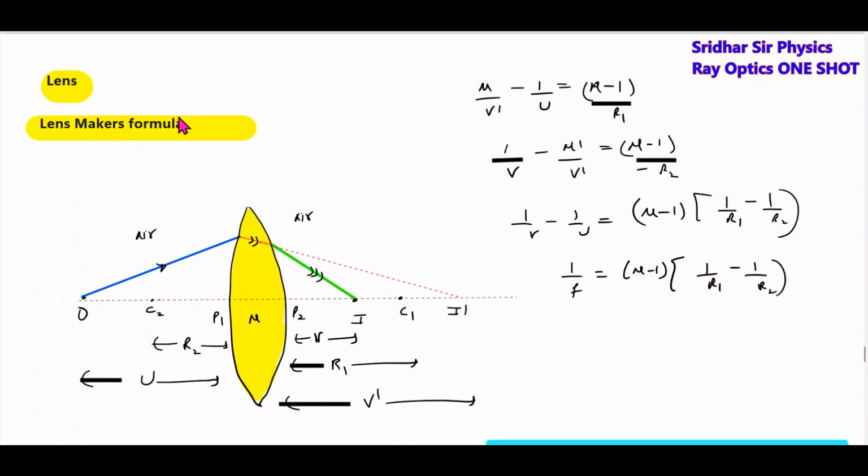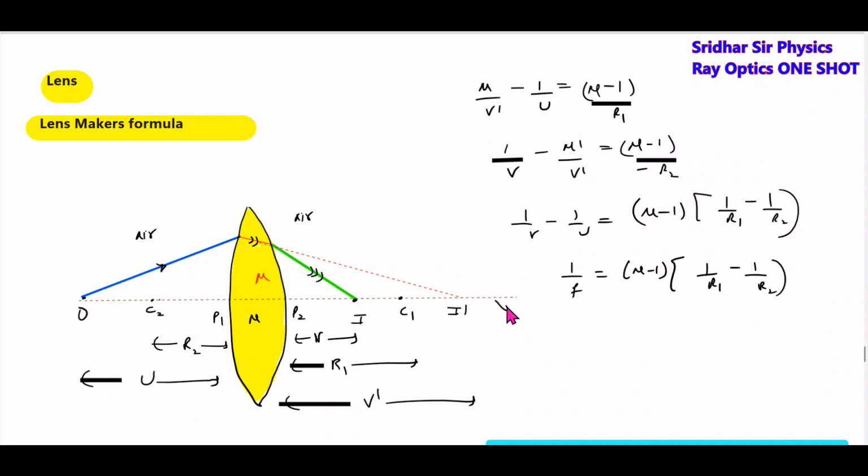Very fundamental one. So I'll keep this a lens. Refractive index of the material of the lens is mu. The surrounding medium is air. So first we'll start with this one. The refraction object O is kept.